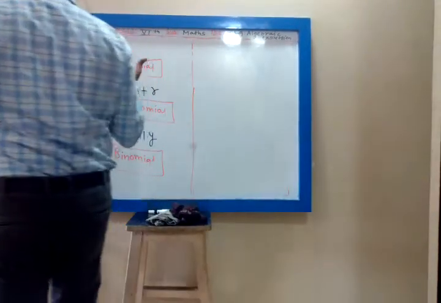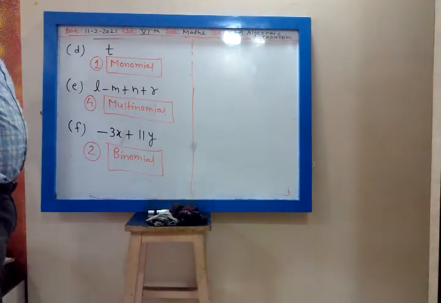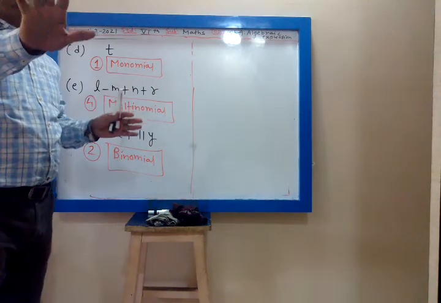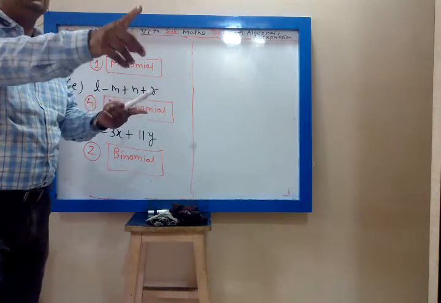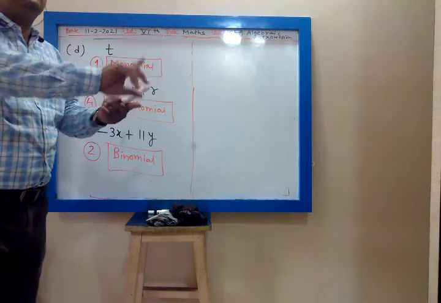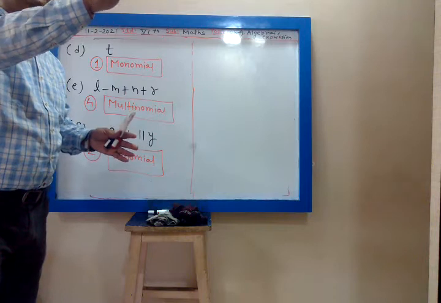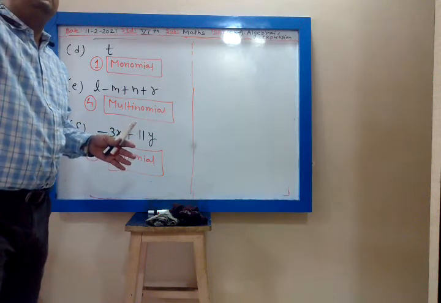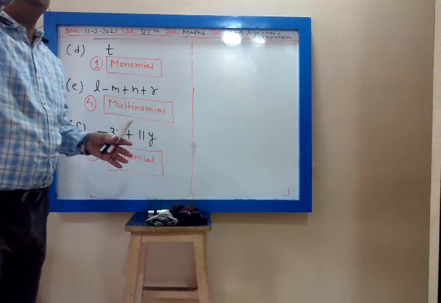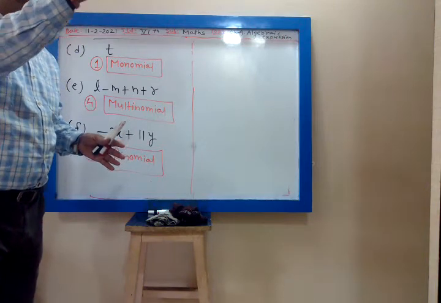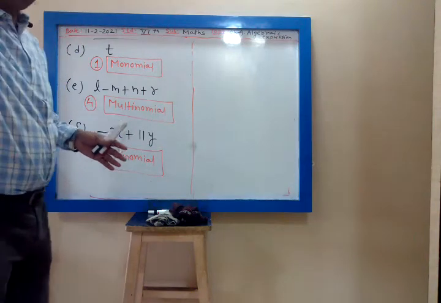There are 4 terms. We see 1 term, my dear. 1 means monomial, 2 means binomial, 3 means trinomial. If there are more than 3 terms, whether it is 4, 5, 6, 7, 8, 9, and so on, everybody will be known as multinomial if it has more than 3 terms, meaning 4 onwards.